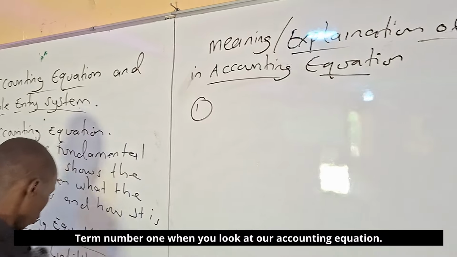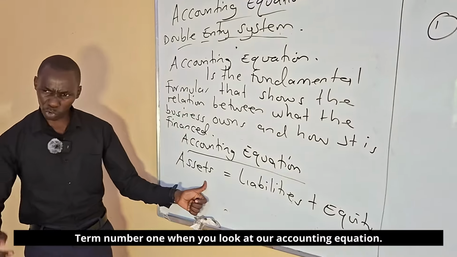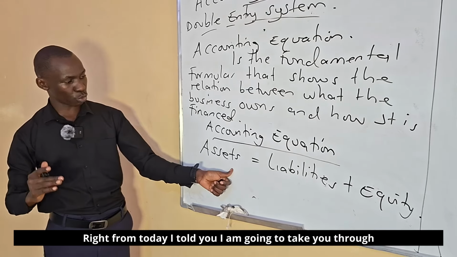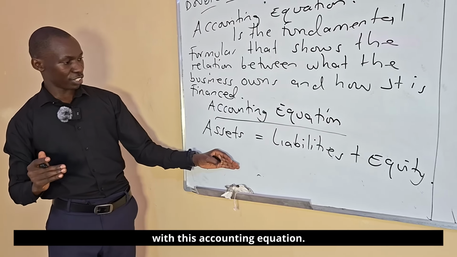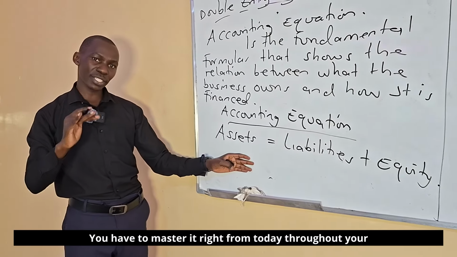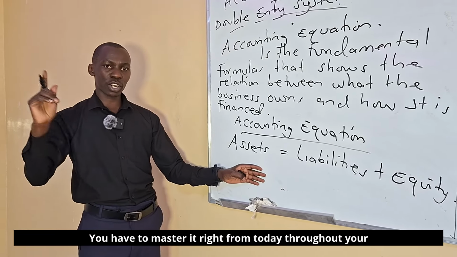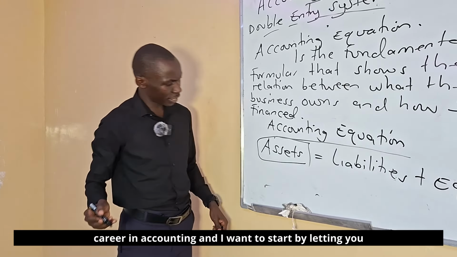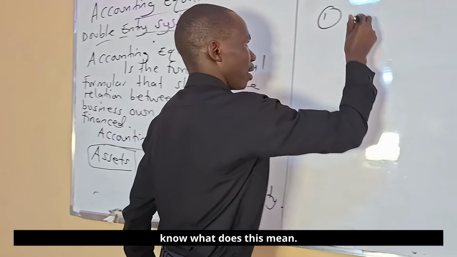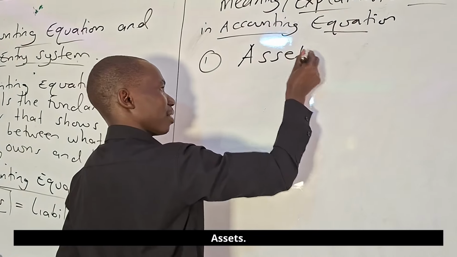Term number one. When you look at our accounting equation, right from today, I told you I'm going to take you through from the beginning to the end. And now we have started with this accounting equation. You have to master it right from today throughout your career in accounting. And I want to start by letting you know what this means: assets.